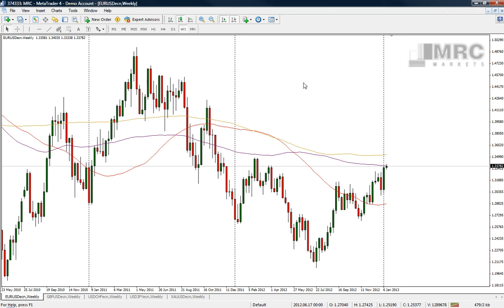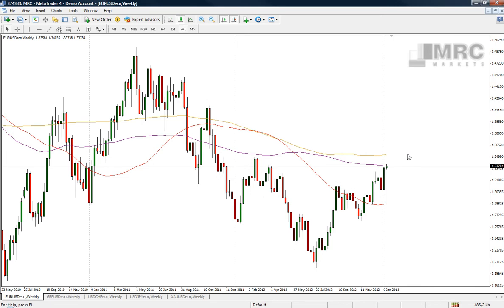So this is the Euro dollar weekly chart. The one thing I really focus on is this 100-week moving average. You can see we're testing this now after a nice strong rally. We struggled to close above the 55-week moving average, and then we got a decent close and a bounce off it. Now we're testing the next target, which is the 100-week moving average, at around the 1.3382 level.